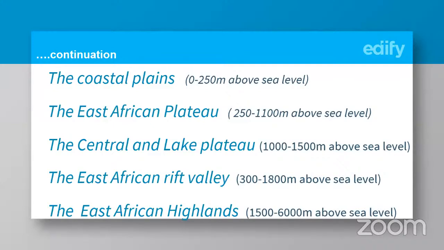Yes, Nabonje. Nabonje, unmute yourself. The East African Plateau. What do you understand by that one? There are plateaus that are found in East Africa. What is a plateau by definition? A plateau is a raised flat topped piece of land. So when I say the East African Plateau, I mean a raised flat topped piece of land in East Africa.